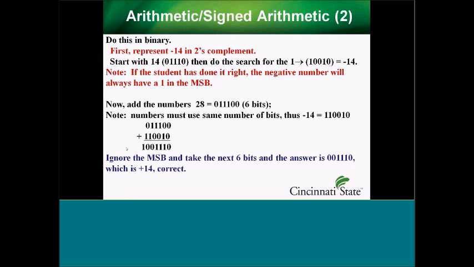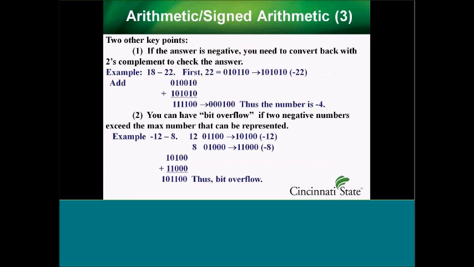I have students do this and go back and check, just to make sure it is correct. I also point out that if the answer is negative, it's not going to look like what you expect. Students get a little surprised. If you do 18 minus 22, you convert 22 to negative, and you're going to end up with a negative number. That number is in 2's complement, so to figure out what it is, you have to convert it back. You get a 4, which says that the number is negative 4.